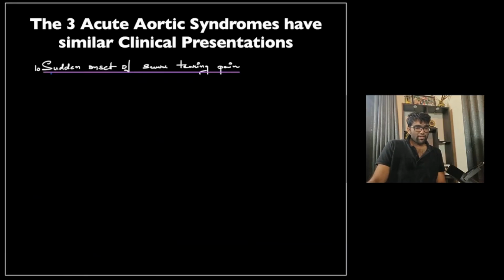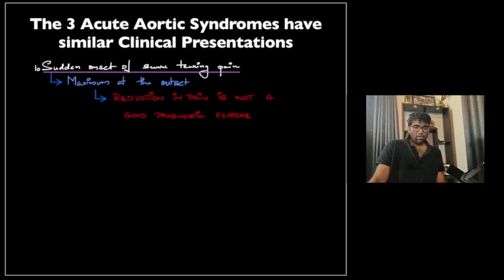The three aortic syndromes can clinically be very difficult to differentiate from each other, and they have 5 typical presentations. The first is a sudden onset of severe tearing pain, which is maximum at onset and can reduce, but a reduction in pain intensity is actually not a good prognostic sign as it often indicates that there is a rupture.